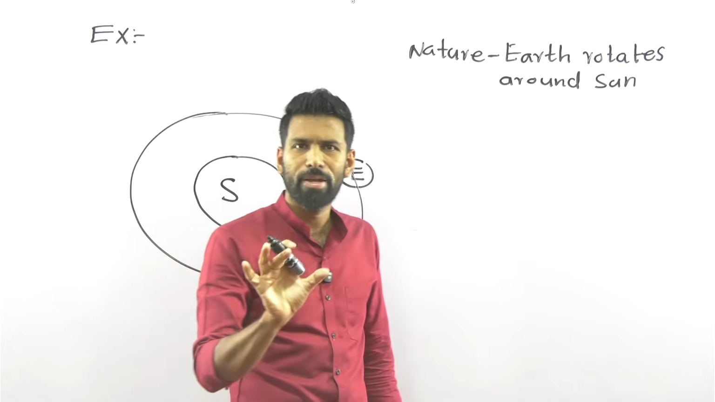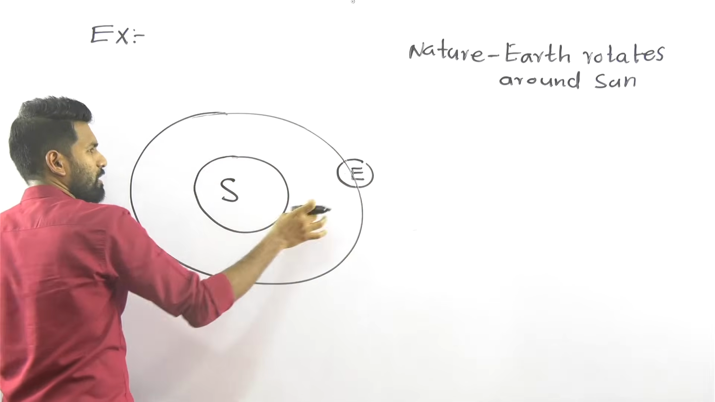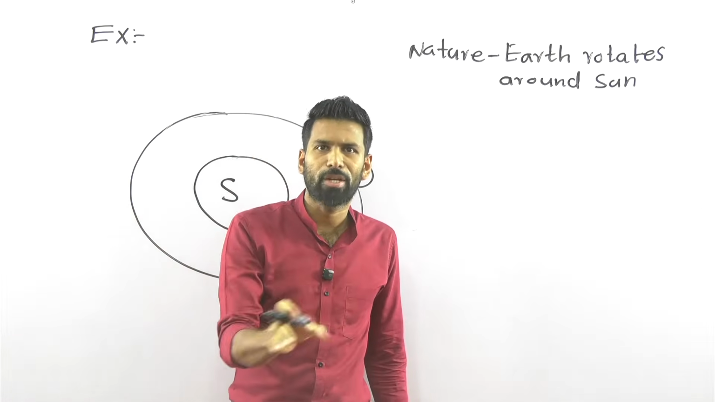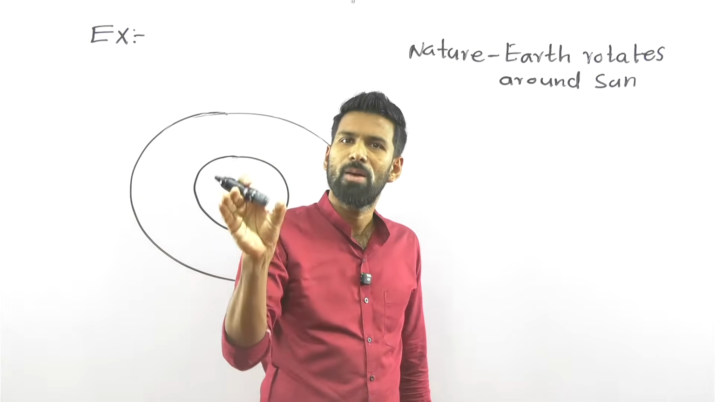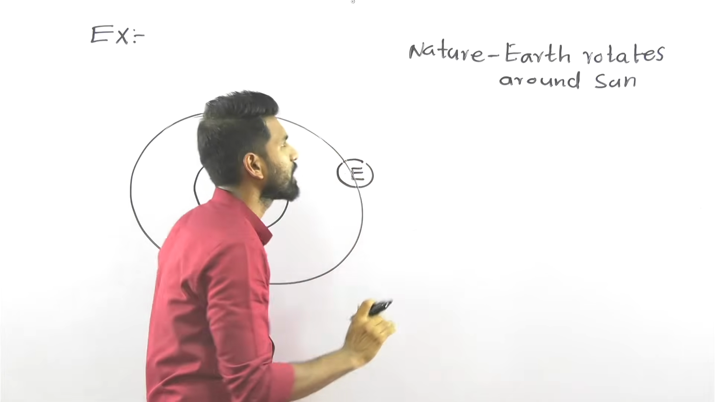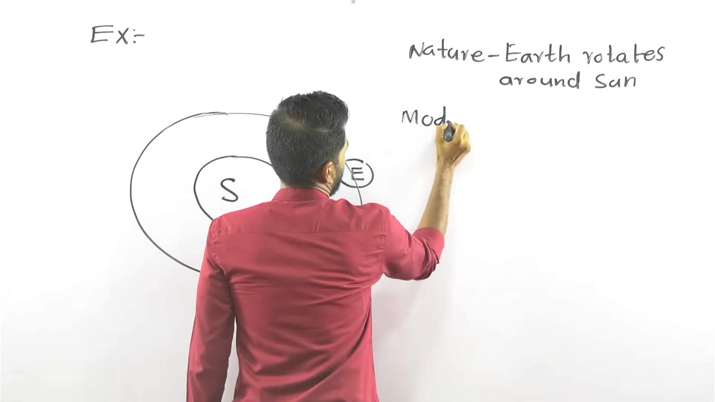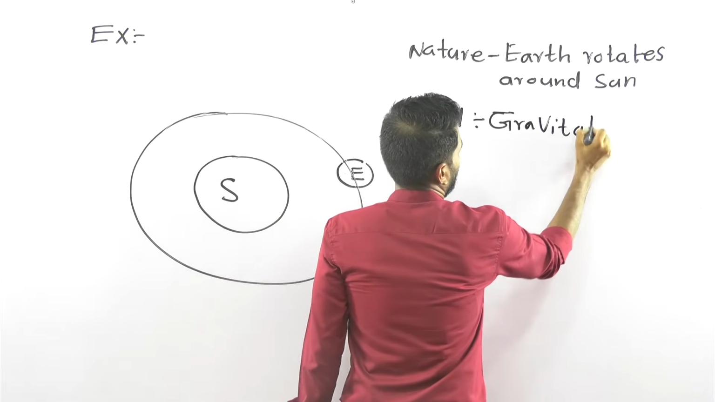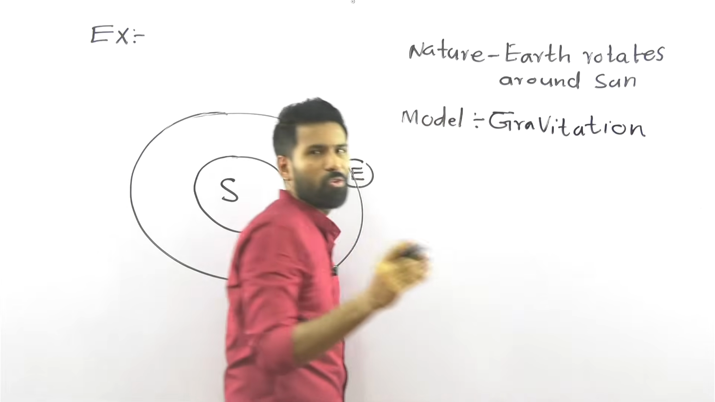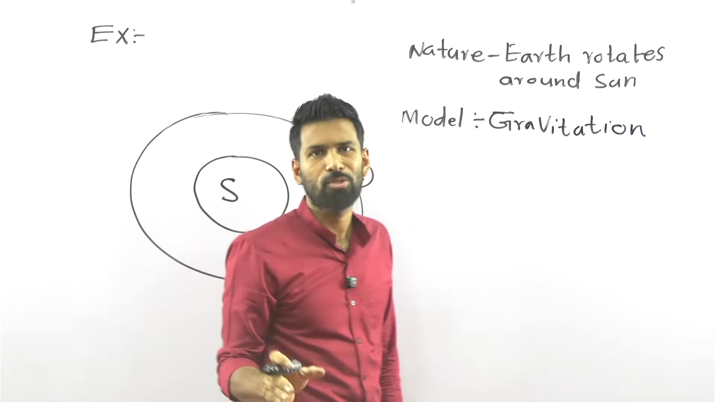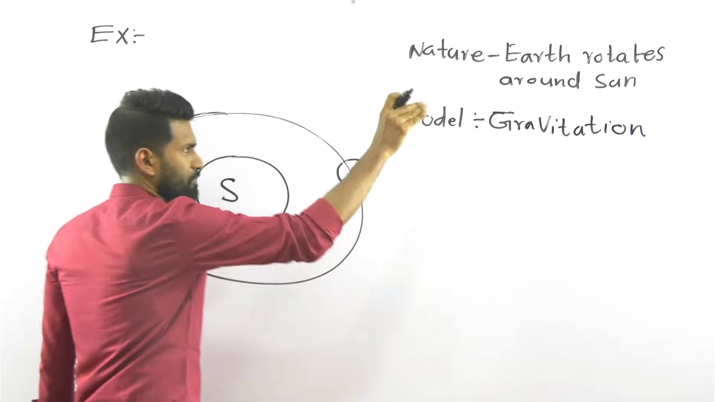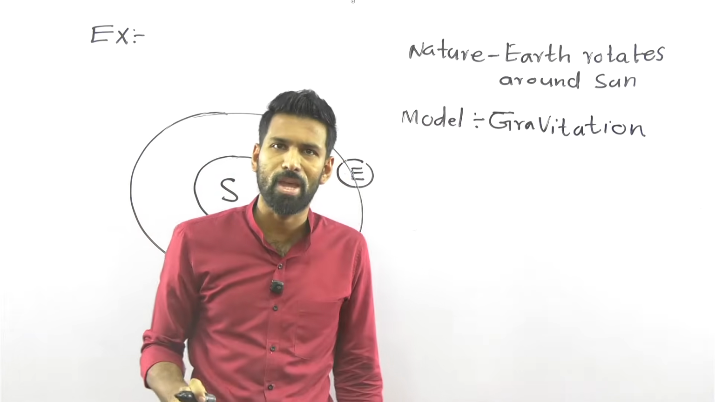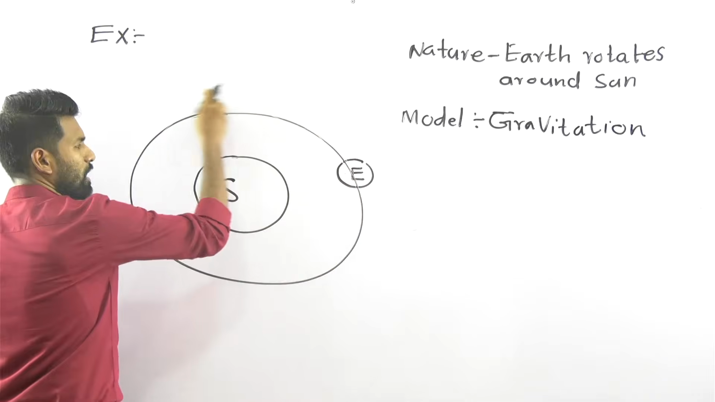So what is the man-made model? The nature is that the Sun is here and the Earth is rotating around it. To explain this thing, the Earth's rotation around the Sun, the nature, we use a man-made model. What is that model? Gravitation. So physics is understanding the nature through man-made models. So there's a man-made model called gravitation. We can use those gravitational theories to explain and understand how the Earth rotates around the Sun.